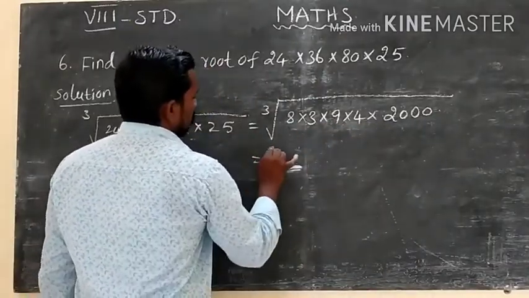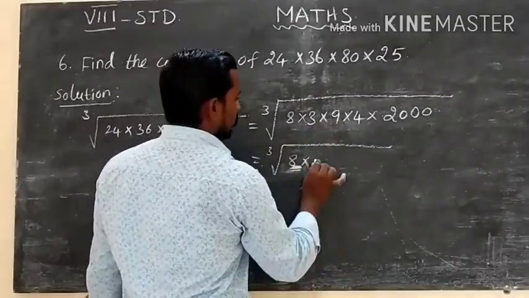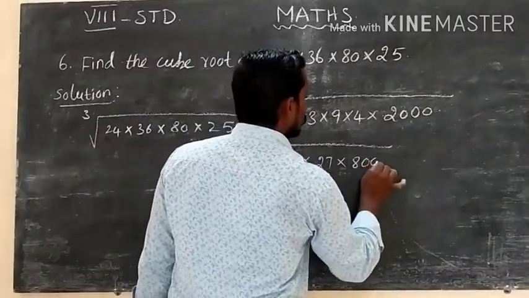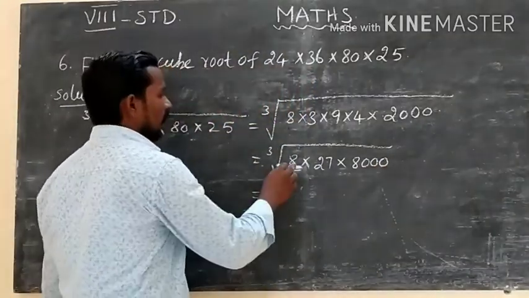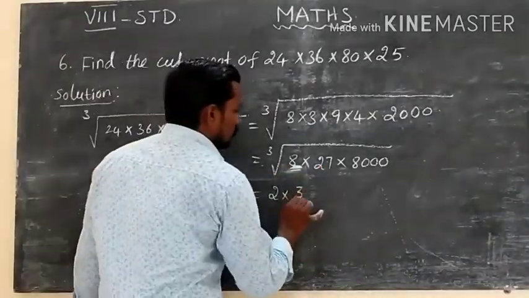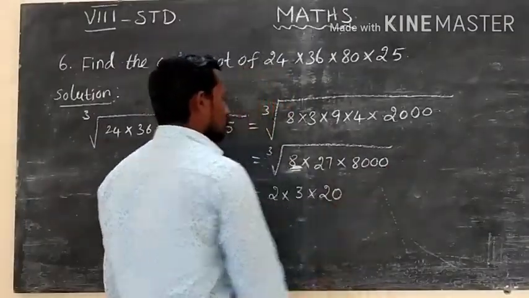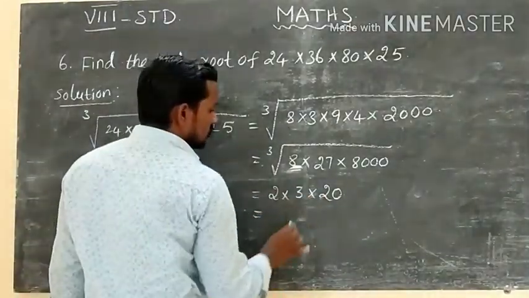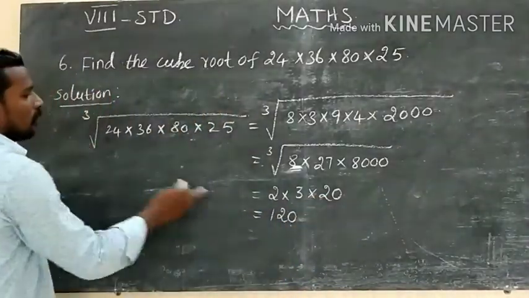This is equal to the cube root of 8 into 27 into 8000, since 4 times 2000 is 8000. Now the cube root of each value: the cube root of 8 is 2, the cube root of 27 is 3, then the cube root of 8000 is 20. That means 2 3s are 6, and 6 20s are 120. This is the cube root of this value.